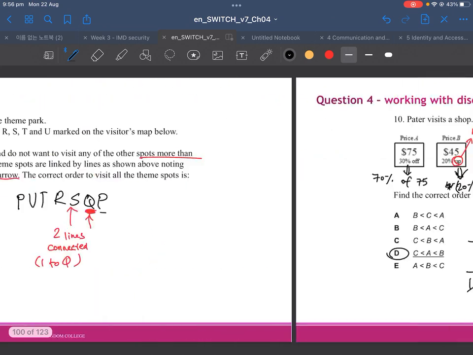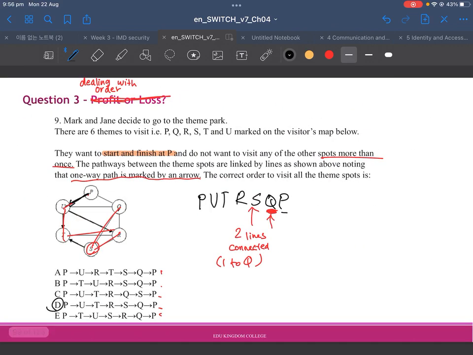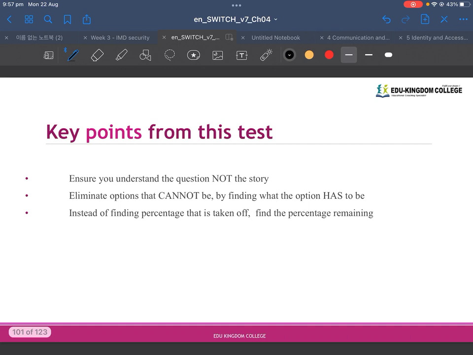So that's my tip. But point 2: eliminate options that cannot be by finding what the option has to be. Now, obviously, that sounds easy and straightforward, but in question 3, we eliminated a lot of the other options by going straight into what we had to do. So to find if we have to end up in P, and we go initially with U, then we have to end up at Q as the second last option in order to be able to make it to P afterwards. So I found out from that the second last option has to be Q. So things like that. Eliminate what cannot be by finding what the option has to be.